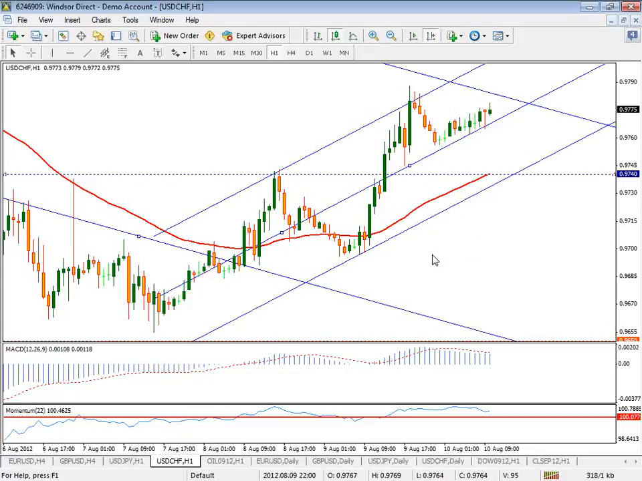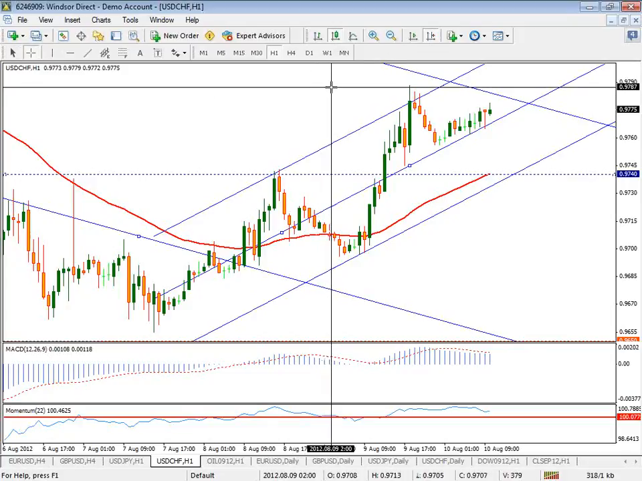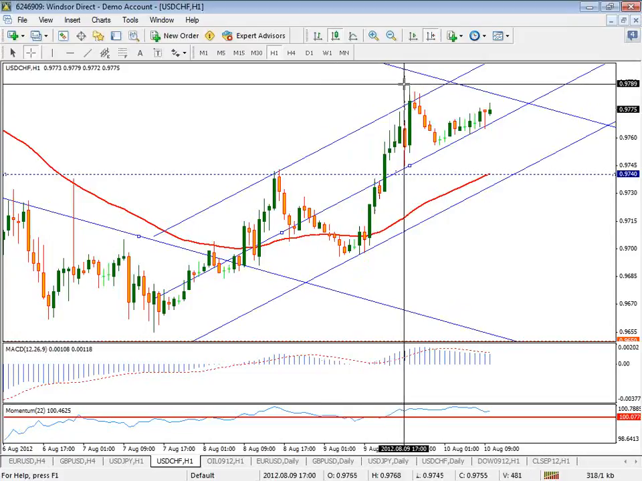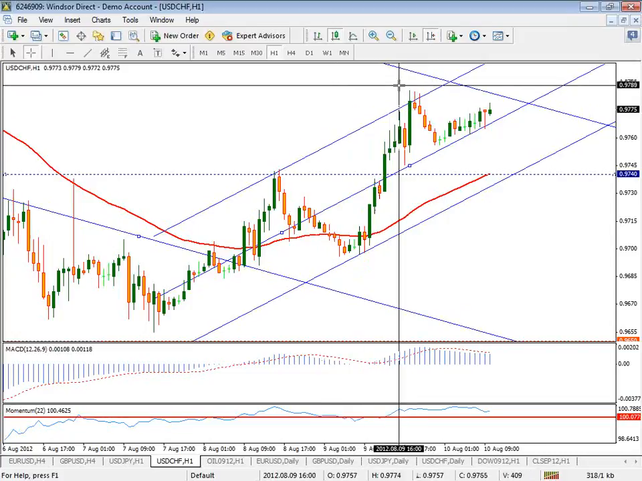Currently the expectation is to see it rise to 0.98 and after that 0.9830. Of course, we saw the high yesterday reach almost 0.98. It was 12 pips shy of it.